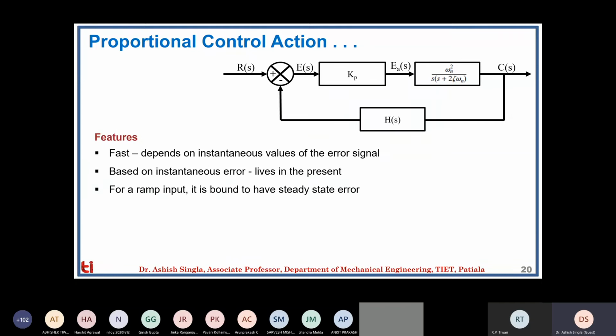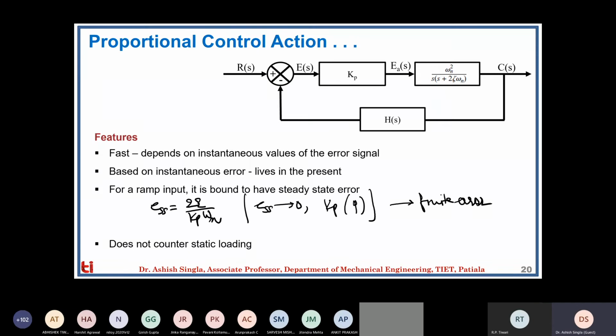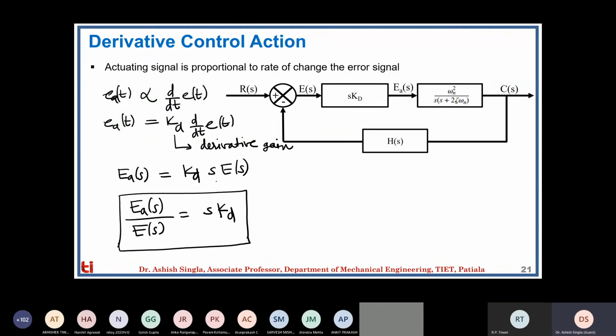And as I mentioned, for a ramp input, it is bound to have a steady state error. And it does not counter static loading. Static loading means if there is some gravity; we'll discuss in the next couple of slides what we mean by static loading. For the timing, we can say that it is not able to withstand the gravity load of the manipulator. We'll discuss what static loading means in the next control action. Next comes the derivative control action.